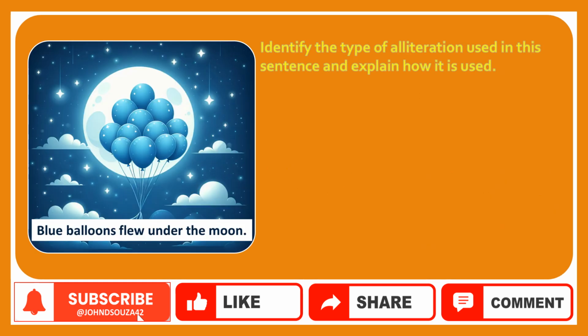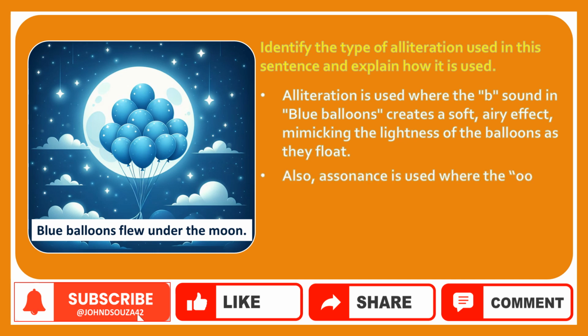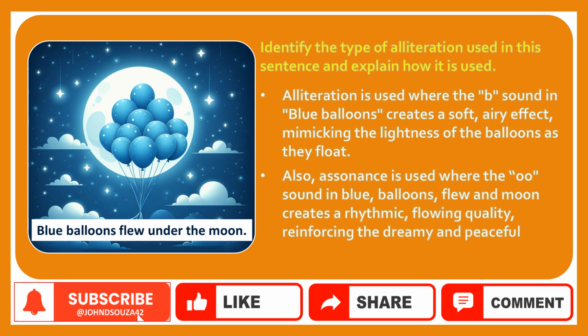Identify the type of alliteration used in this sentence and explain how it is used. Alliteration is used when the B sounds in blue balloons create a soft, airy effect mimicking the lightness of the balloons as they float. Also, assonance is used where the oo sound in blue, balloons, flew, and moon creates a rhythmic, flowing quality, reinforcing the dreamy and peaceful night scene.